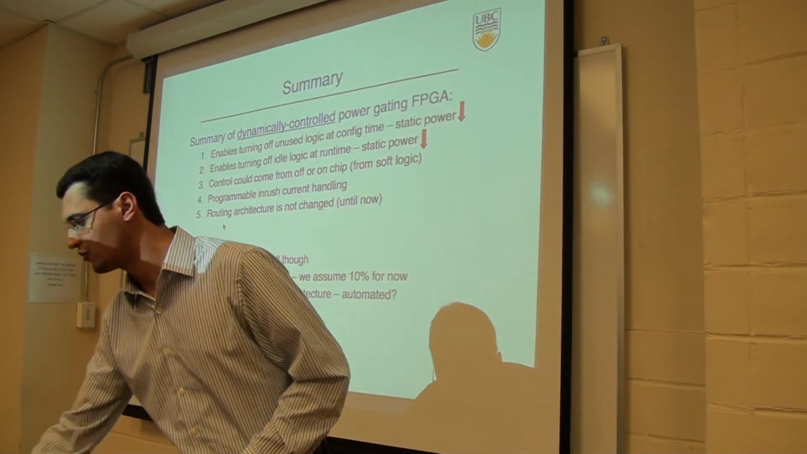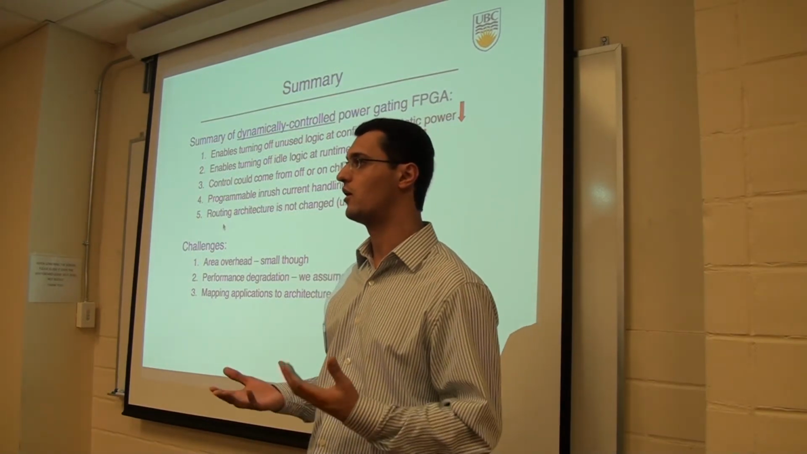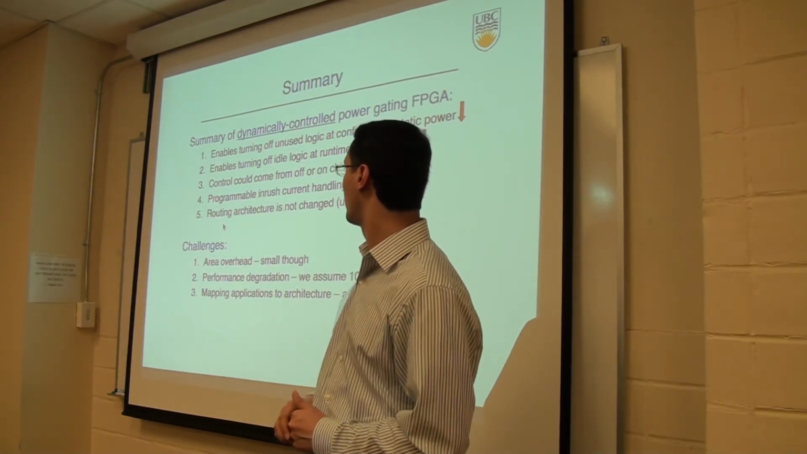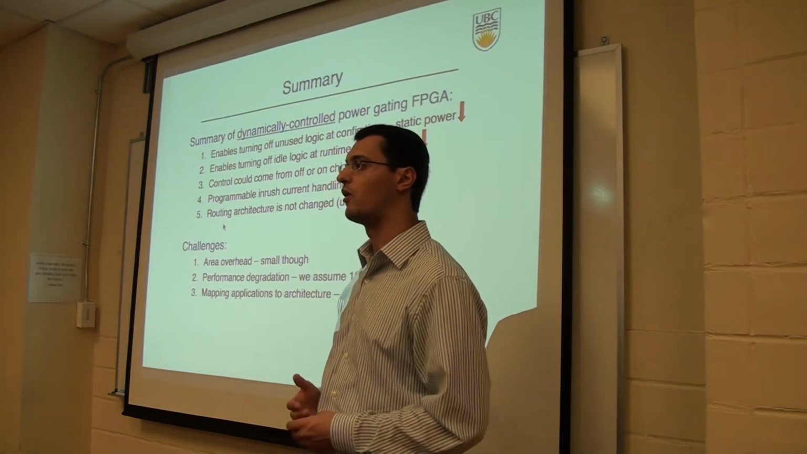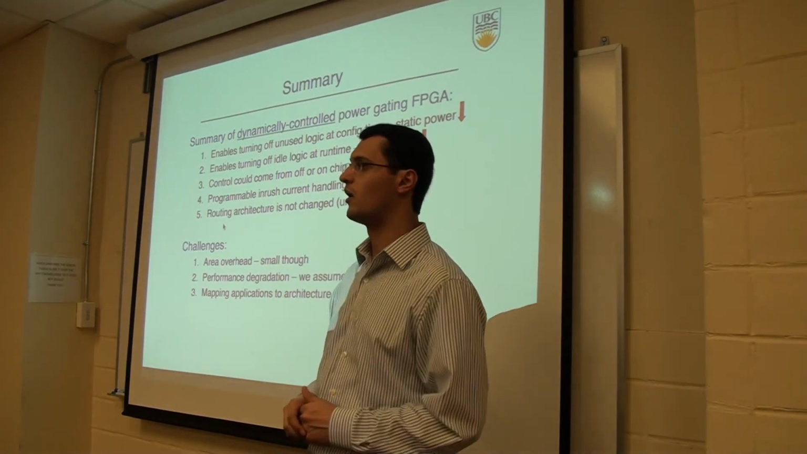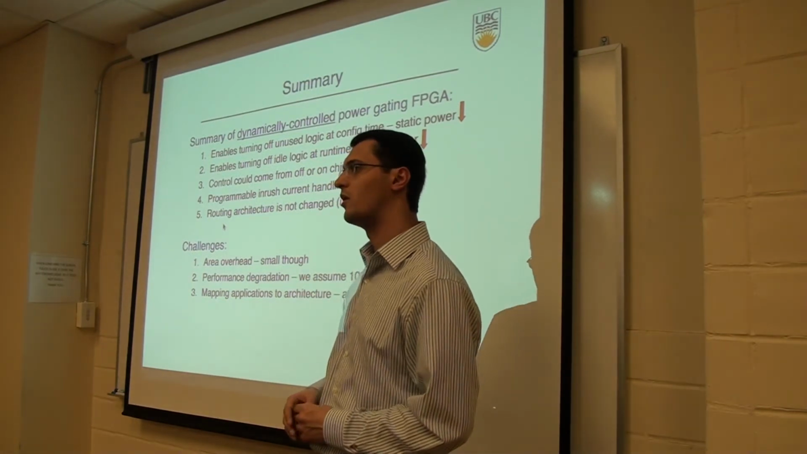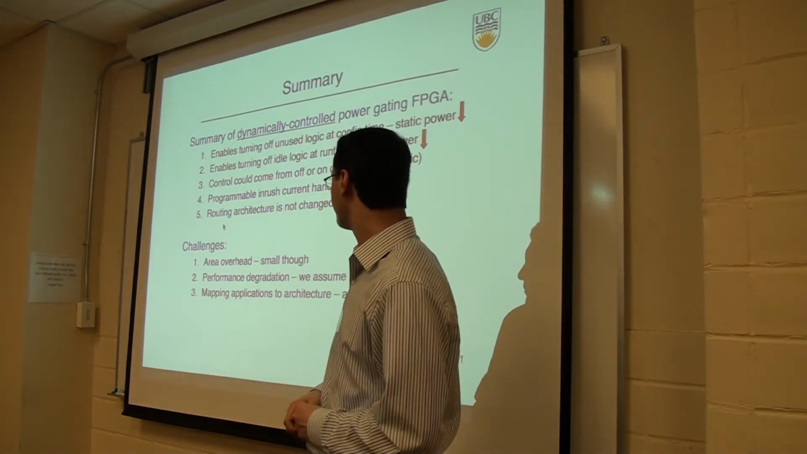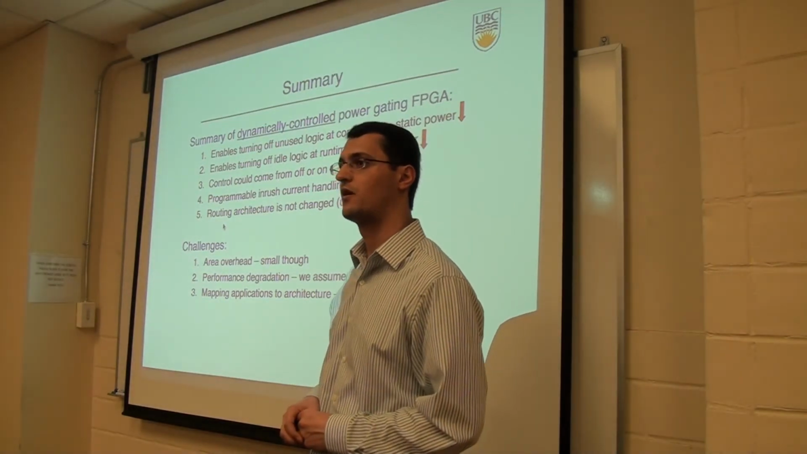So in summary, I talked about our power gating architecture that supports dynamically turning things on and off at one time. I showed you what the architecture looks like. Control could come from on-chip or off-chip and be routed on the FPGA routing resources. I also presented a way to handle inrush current in a programmable way. There are some challenges, such as the area overhead and the performance degradation, which can be traded off for area. Another important challenge is mapping of applications to this architecture. Thank you.